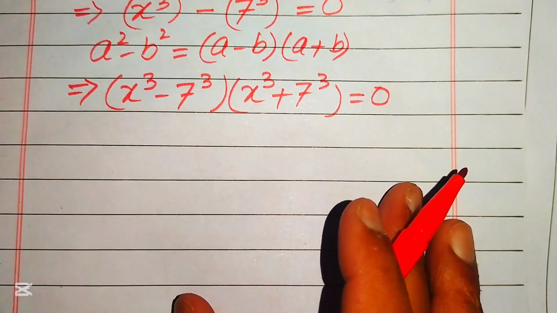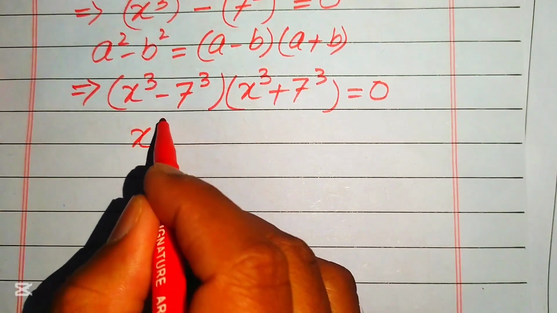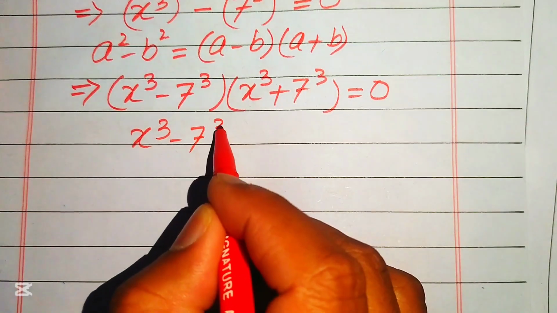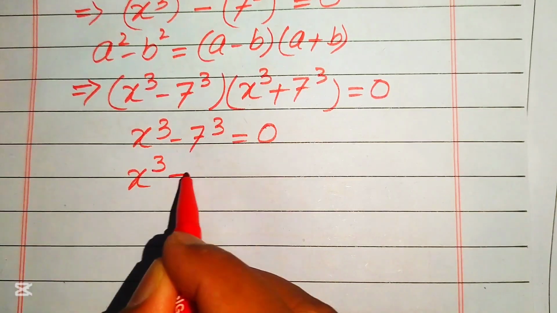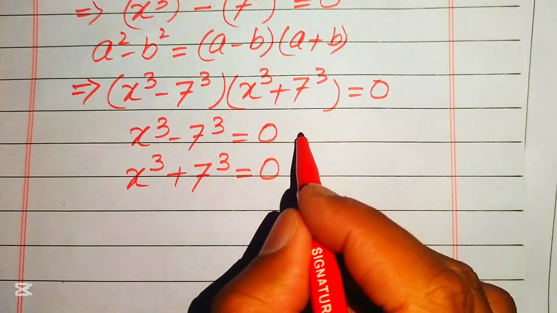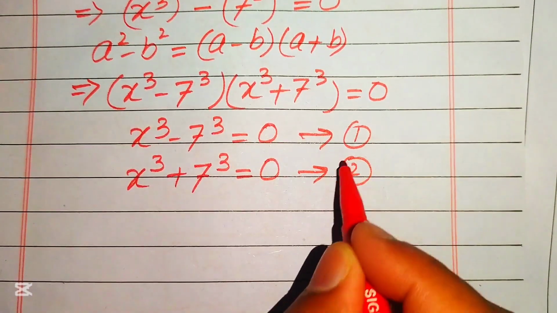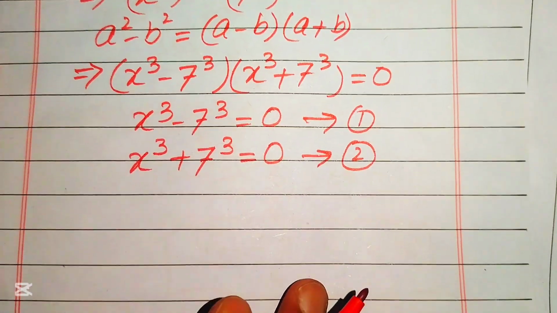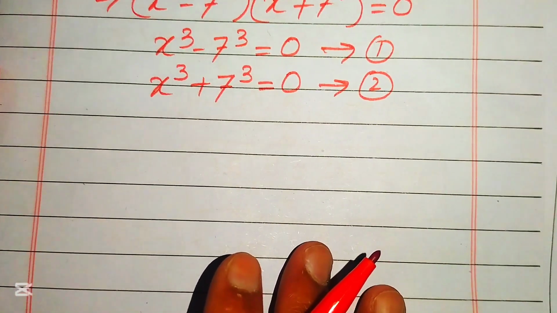Further, we need to break this equation into two cases. The first case is x cubed minus 7 cubed equals 0. The second case is x cubed plus 7 cubed equals 0. We call this equation number 1, and this equation number 2. We need to solve these two equations simultaneously, and we easily get the values of x.